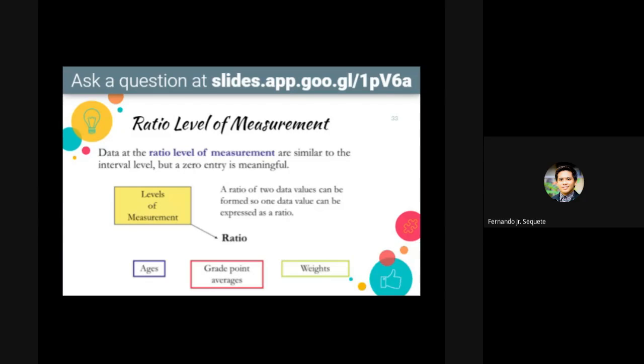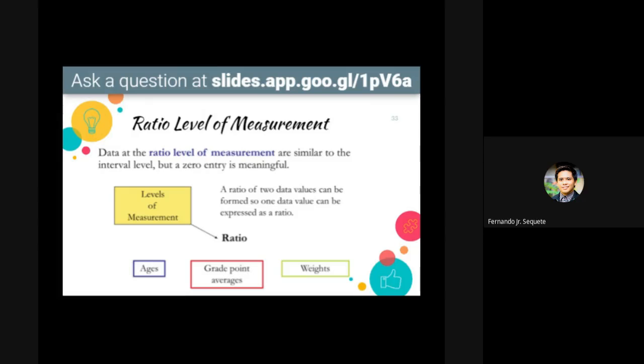But a zero entry is meaningful. Kasi pag ibig sabihin natin zero, sa ratio level natin zero, mean to say wala ka pang edad, hindi ka pang pinanganak. Or hindi ka pa nag 1 month, for example. Sa grade point average, alam naman natin ang zero, meron talagang meaning. Pag imuhang timbang zero, wala kang timbang. So, meaning ang zero sa ratio level, but in the interval level, walay meaning ang zero.